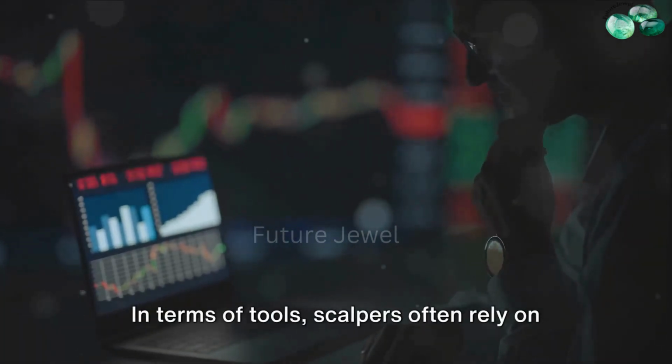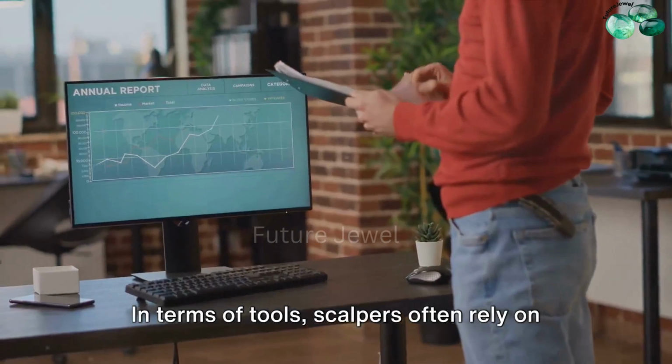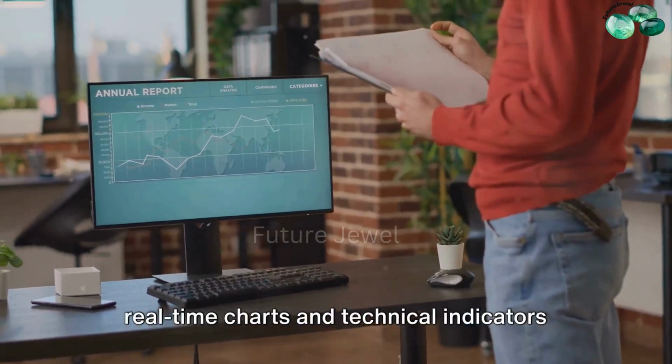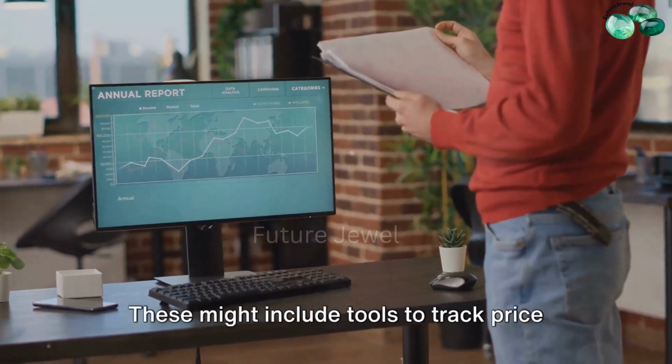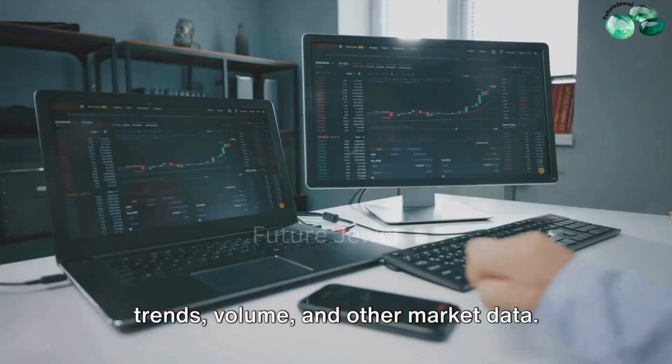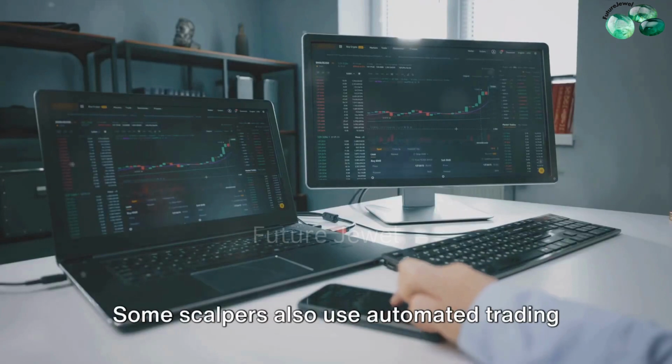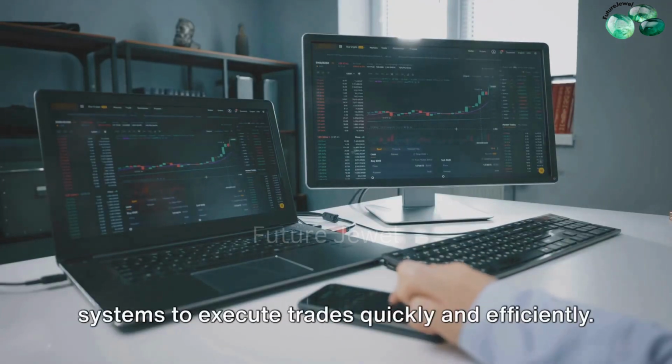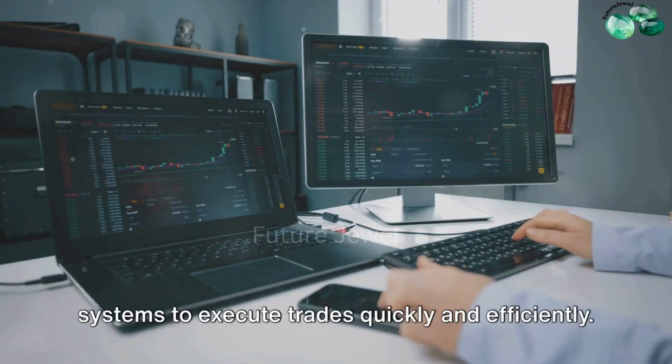Moreover, successful scalping requires a solid understanding of the market and the ability to analyze charts and indicators quickly. It's also crucial to have a good risk management strategy in place, as even small losses can add up quickly when you're making a high volume of trades. In terms of tools, scalpers often rely on real-time charts and technical indicators to identify trading opportunities. These might include tools to track price trends, volume, and other market data. Some scalpers also use automated trading systems to execute trades quickly and efficiently.